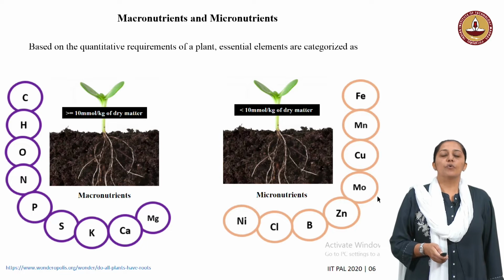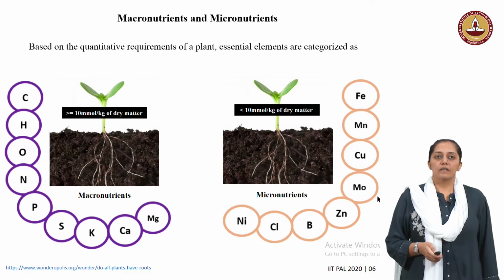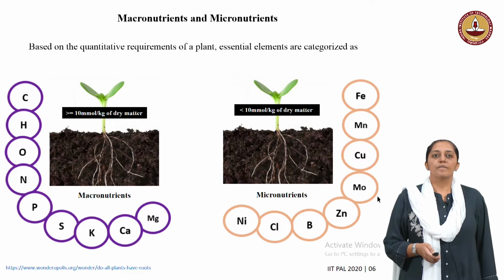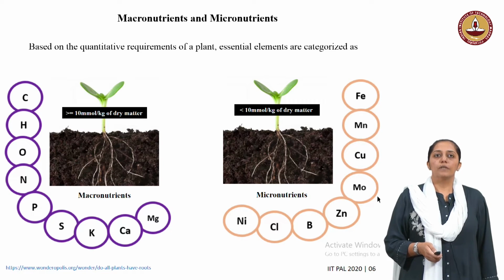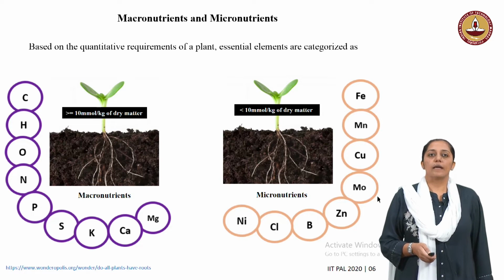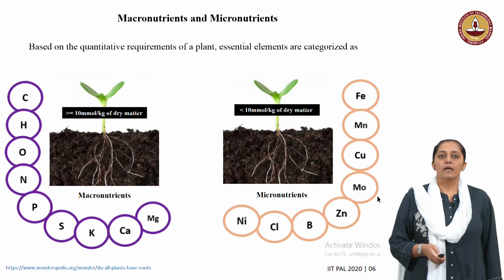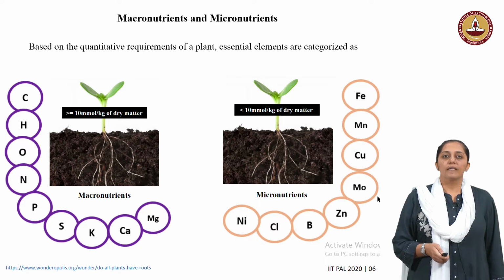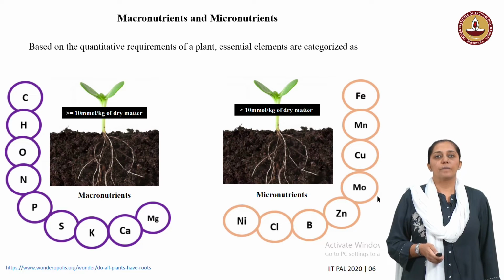So, the elements shown here in the purple color circles are the macronutrients, which include carbon, hydrogen, oxygen, nitrogen, phosphorus, sulphur, potassium, calcium, and magnesium.